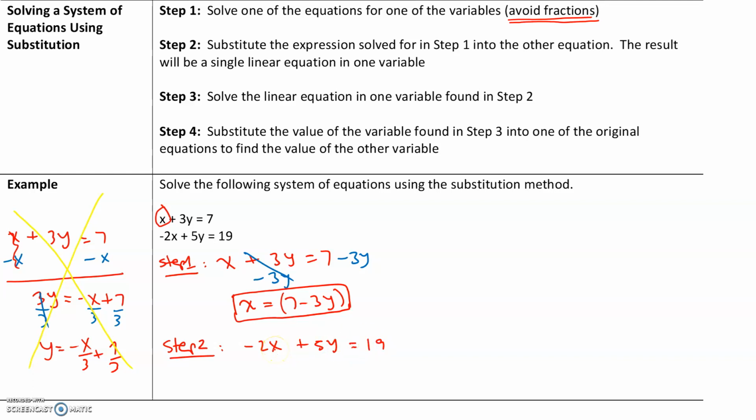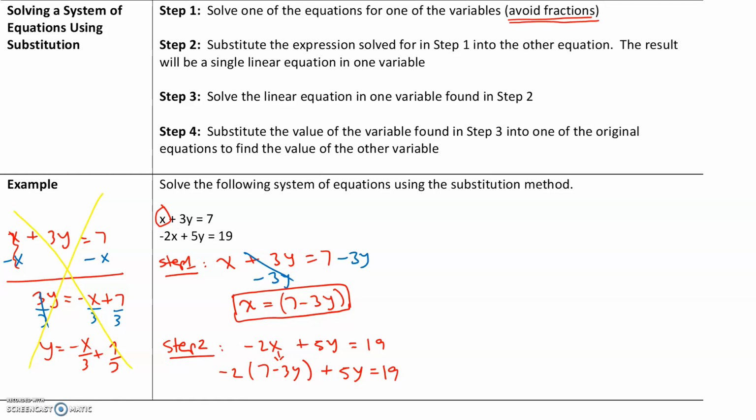But instead of x, I'm going to replace it with 7 minus 3y. The reason is that right now we can't solve this equation because we have different variables. We can't combine our like terms. But if I substitute the x with 7 minus 3y, then I'll have all y's. So I keep the negative 2 the same, but instead of x, I replace that with the equivalent expression: negative 2 times 7 minus 3y plus 5y equals 19. And that is step 2.